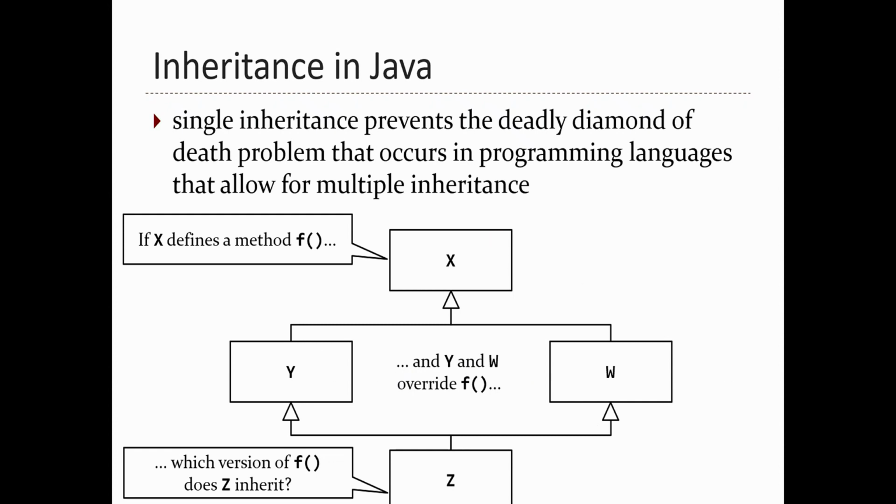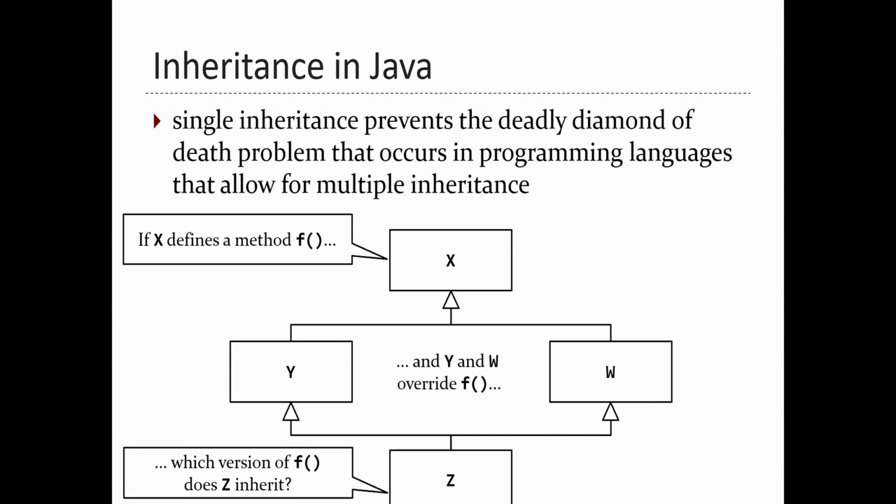One of the reasons the designers of the Java language decided not to allow multiple inheritance is to avoid problems like this. Believe it or not, this actually has a name. It's called the deadly diamond of death. If you Google that term, you will in fact find a Wikipedia page that describes exactly this problem.